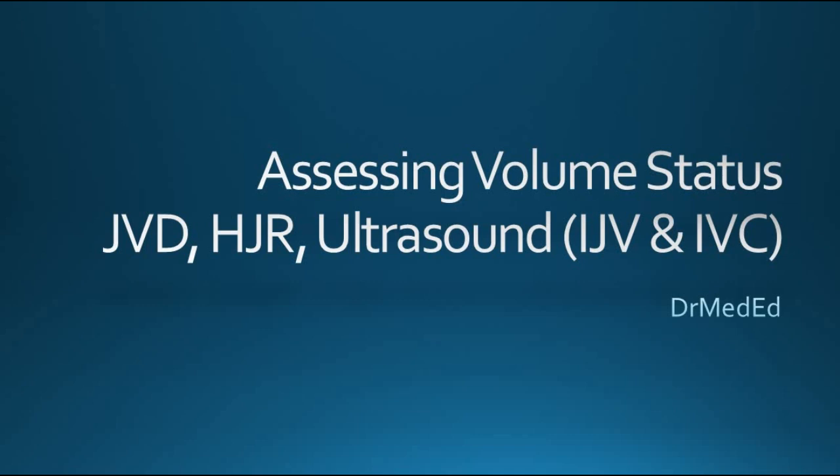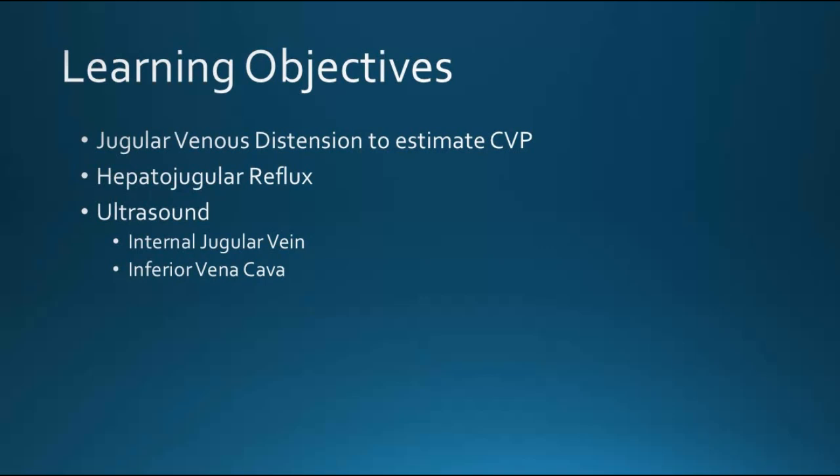Today we'll be talking about assessing volume status using jugular venous distension, hepatojugular reflex, and ultrasound to assess the internal jugular vein and IVC. Our learning objectives are jugular venous distension to estimate CVP, how to maneuver the hepatojugular reflux, and talk about ultrasound to assess volume status through internal jugular vein and inferior vena cava.